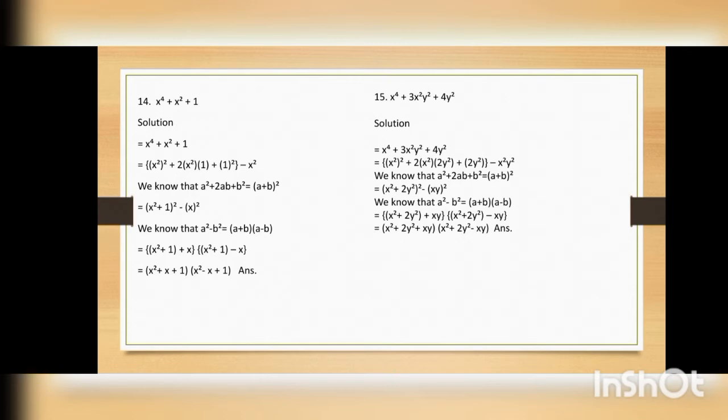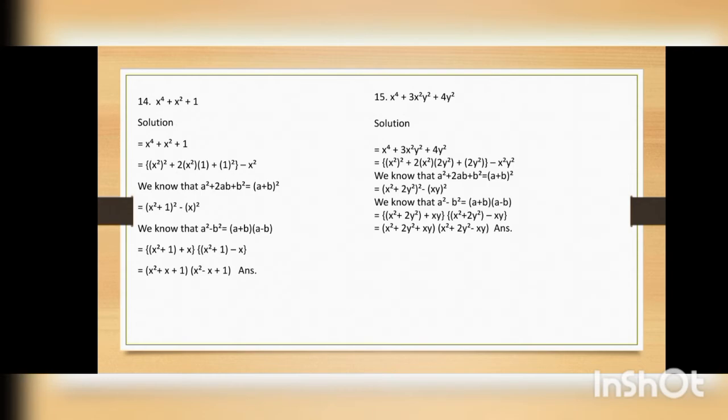x raised to the power 4 plus 3x square y square plus 4y square. Again we are going to do the same thing which we have been doing since question number 12. So we have written this x to the 4 as x square raised to the power 2, and our b is 2y square raised to the power 2. Oh, I have missed the square here. Actually, it's 2y square whole square.